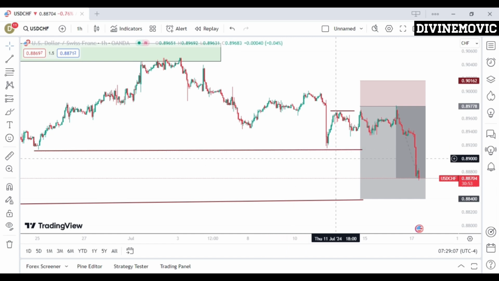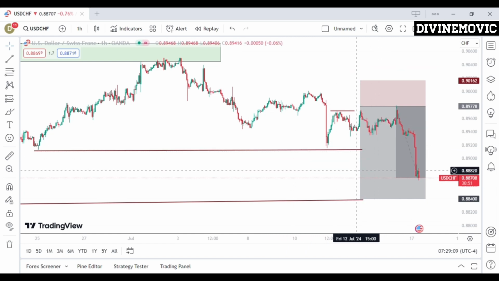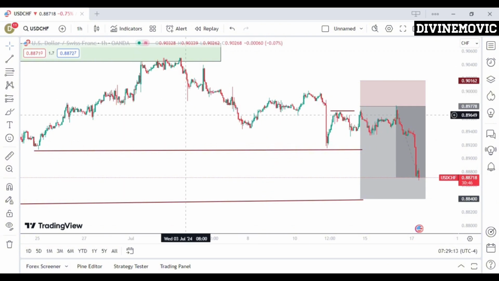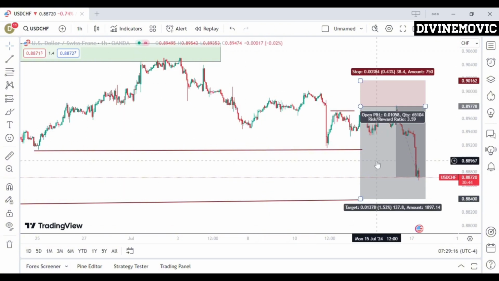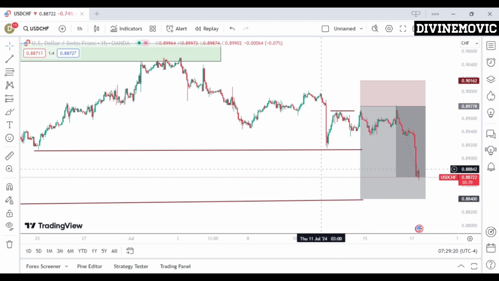Now, this is how this trade played out. I was able to make almost 107 pips off this trade, and the entry was done on the 1 hour time frame, and I was able to make almost 137 pips on this trade. Now, the amount of money I made on this trade is basically about $50 or so.